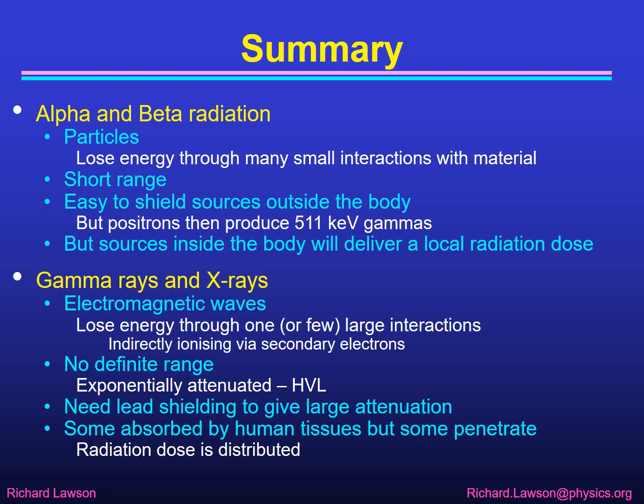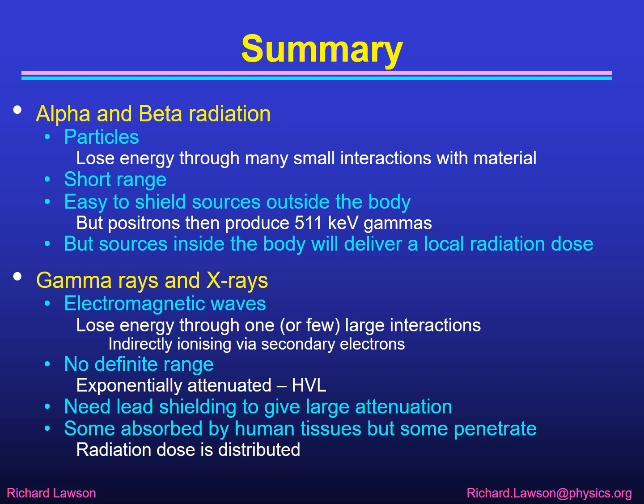On the other hand, gamma rays and X-rays are electromagnetic waves, so they're not directly ionizing. They lose their energy through photoelectric absorption or Compton scattering, or possibly a Compton scatter followed by photoelectric absorption, so it's just one or two interactions. And it's the secondary electrons that they produce which produce the ionization. So the gamma rays and X-rays have no definite range. Instead, we talk about the exponential attenuation with a half-value layer.